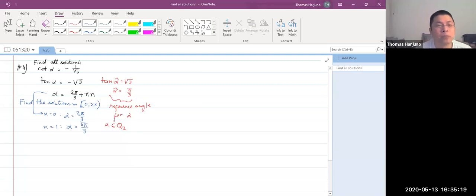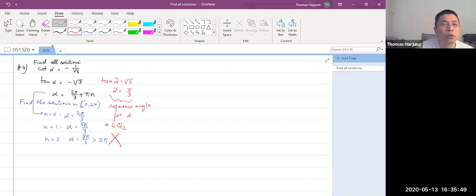Of course, you may wonder, how far do we need to go with the n? Well, just go as far as you get something in that interval. So suppose I don't know when to stop. I go on further, when n equals 2, then I will get alpha equals 8 pi over 3. But this is already more than 2 pi. That's why I will cross it out.